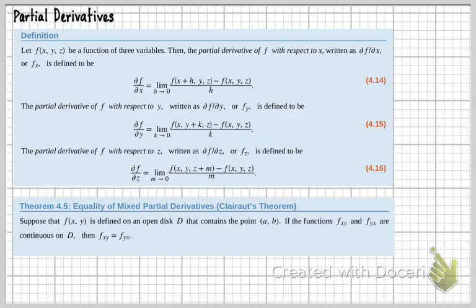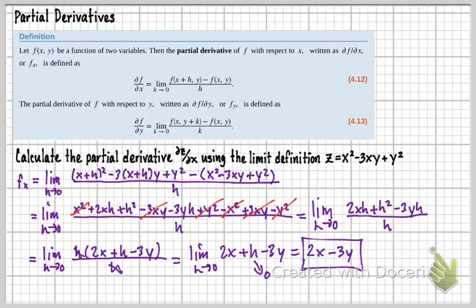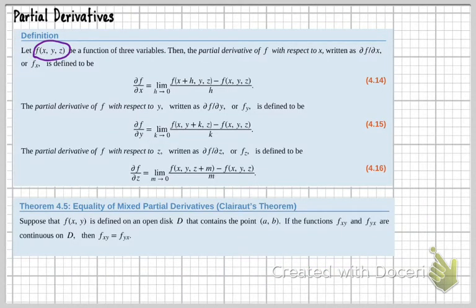Now let's take partial derivatives a little further here. Now we're dealing with a function f(x,y,z). In the previous video, it was only dealing with f(x,y), so that was a three-dimensional function. This here is a four-dimensional function, and my independent variables are x, y, and z.